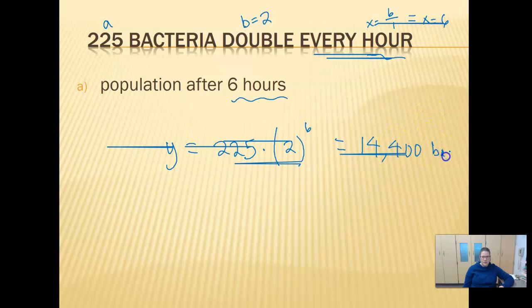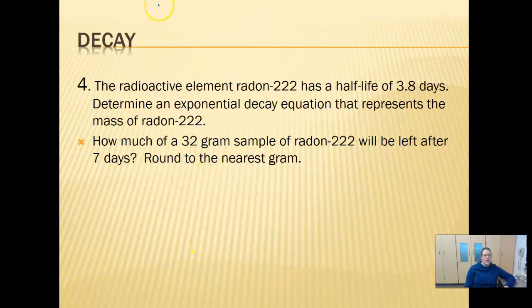bacteria. So they grow fast, right? After only 6 hours, they went from 225 to 14,400. This is why you can get food poisoning. Okay, one more example here. It's going to be a decay example. So the radioactive element radon 222. So this 222 is just the name of the radon, so that's not one of our numbers here.